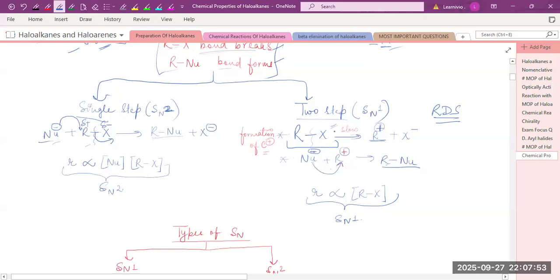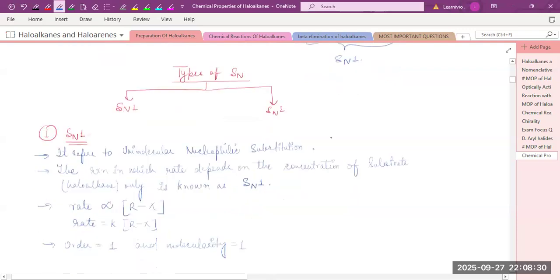So in this unimolecular nucleophilic substitution reaction, the rate will only depend on the concentration of your haloalkane or substrate आप कह सकते. So here the rate is directly proportional to the concentration of Rx because rate is determined by the slowest step, and this is the slowest step, the formation of carbocation. So that's why in the unimolecular nucleophilic substitution, the rate does not depend on the nucleophile. Okay, rate only depends on the Rx, means the concentration of haloalkane. Clear, Ali? Okay.